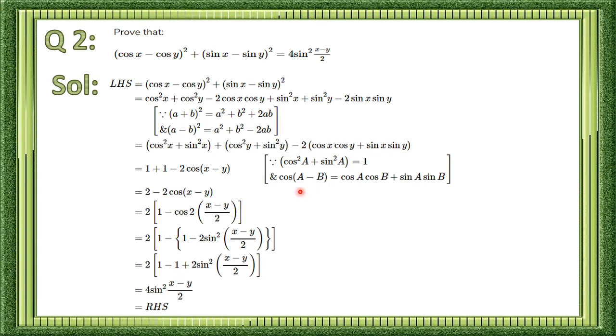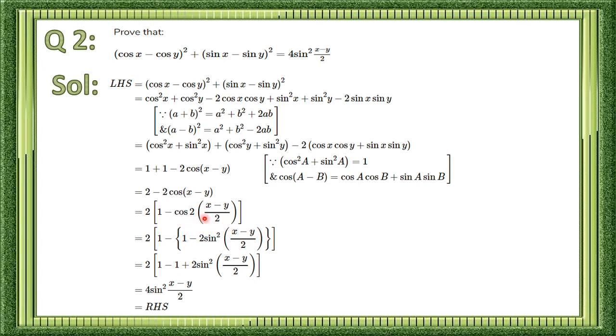Again, this is formula of cos a minus b. So cos(x minus y). 2 minus 2 cos(x minus y), 2 overall common, and 1 minus cos(x minus y). Now here see, we need something in denominator 2. So what are we doing? We are multiplying and dividing by 2.